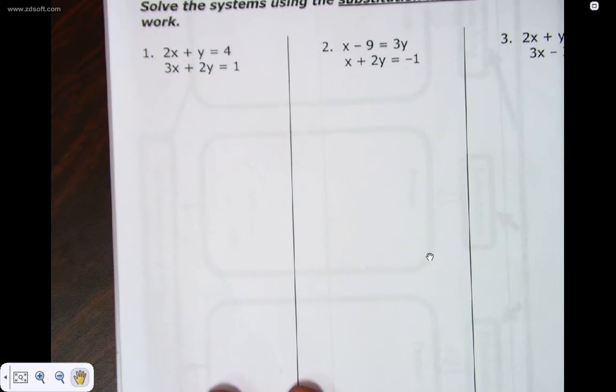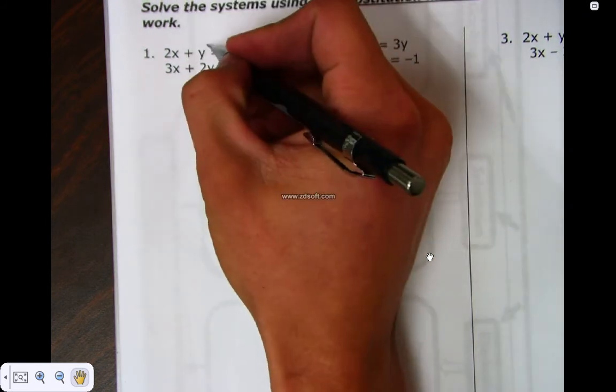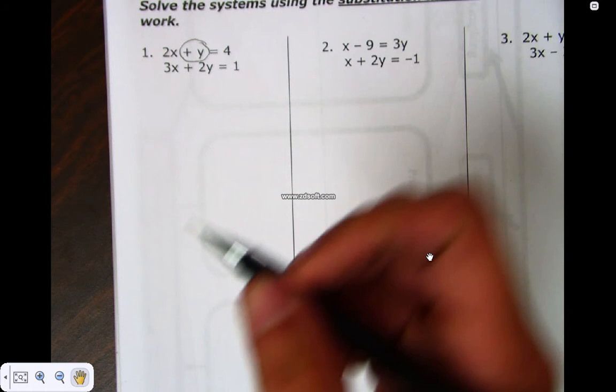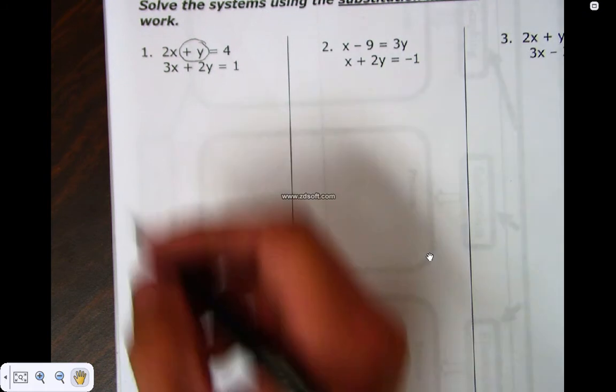The first thing I want to do when I'm using substitution is find whichever variable is going to be easiest to solve for. When we're solving for a variable, we want it by itself and we want it positive. So are there any variables in number 1 that are by themselves and positive? That y right here is by itself and positive. So let's solve for that y in that equation.